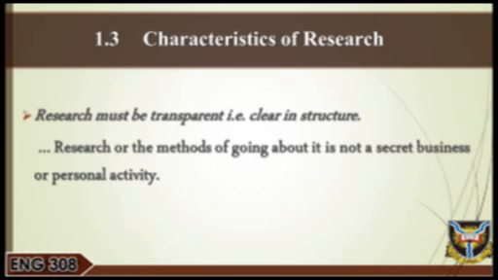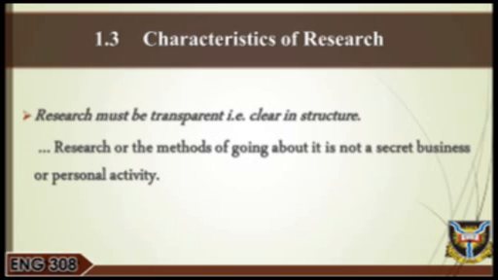5. Research must be transparent, for example, clear in structure. Research is a continuous thing. There must always be problems or things to investigate in our local communities, which probably affect everybody. Therefore, research or the methods of going about it is not a secret business or personal activity. One reason for this is that even the researcher relies heavily on previous research in his or her area. Research or some vital aspect of it must therefore be structured in a transparent manner so as to be easily understood and not to be confusing or doubtful to the reader.